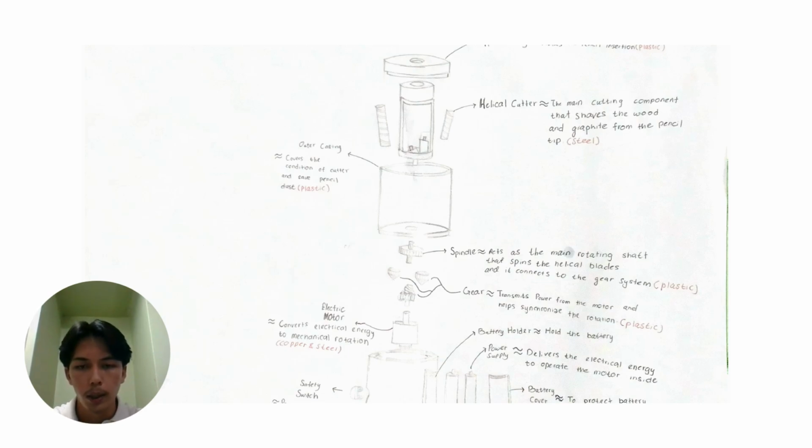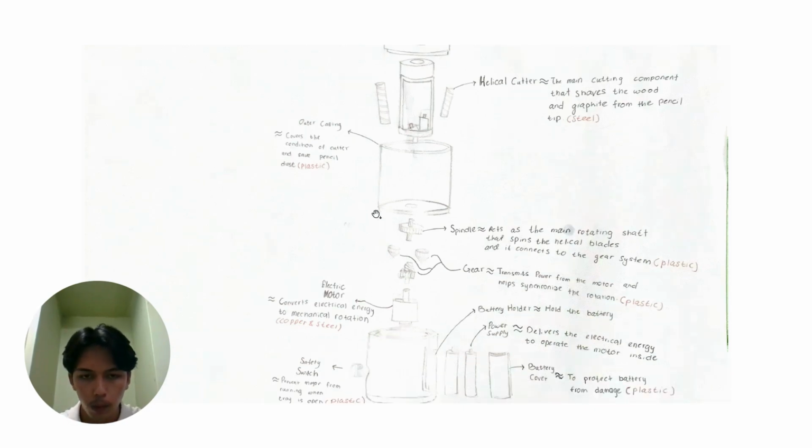So next is an electric motor. So it converts electrical energy to mechanical rotation, and it is made from copper and steel. Next is a safety switch or safety button. So it prevents the motor from running when the tray is open.